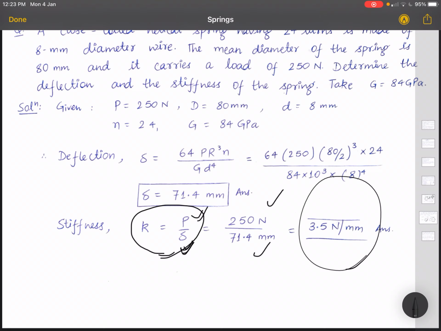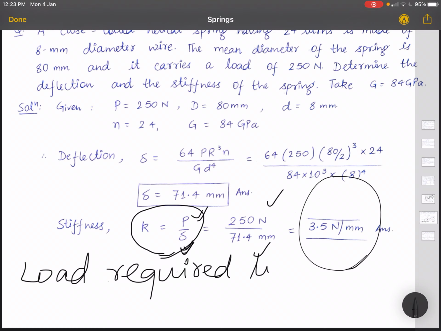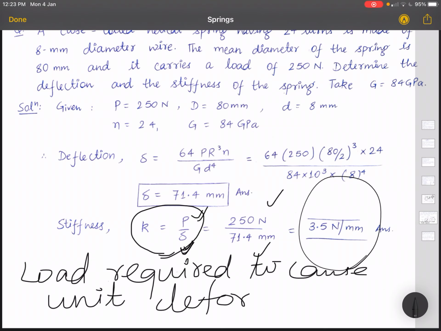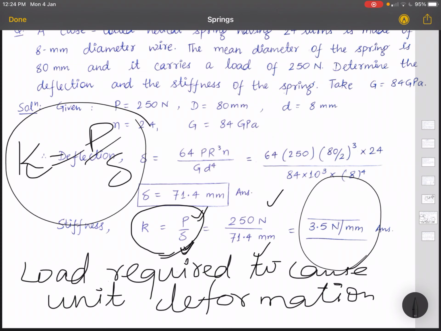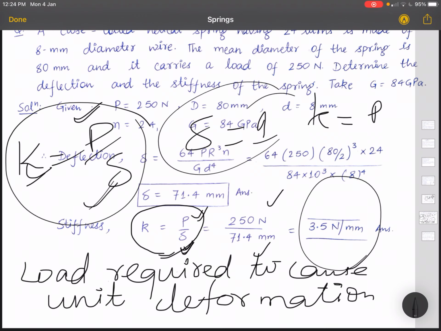Stiffness is nothing but the load required to cause unit deformation. This is your stiffness. So K is nothing but P upon delta. So this K is the load required to cause unit deformation. If delta is equal to 1, then K will be equal to P, because delta is 1. So from here you can see the stiffness.